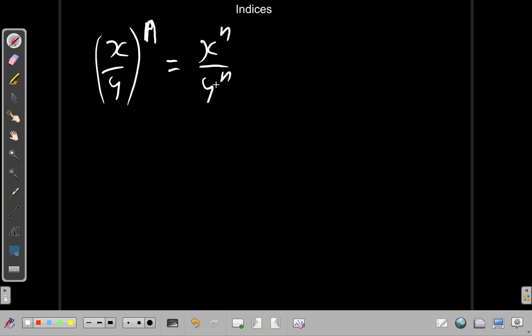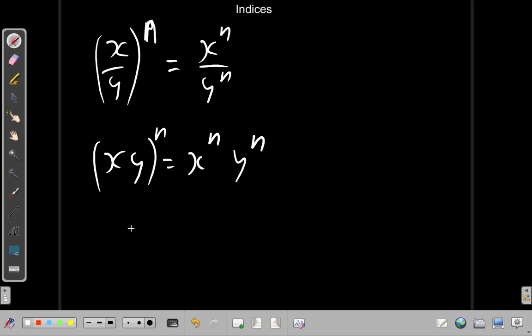Alright? Also, if you have x times y, and all of that is raised to the power of n, you can separate them, x to the n times y to the n, and keep the multiplication. That's different. Alright?